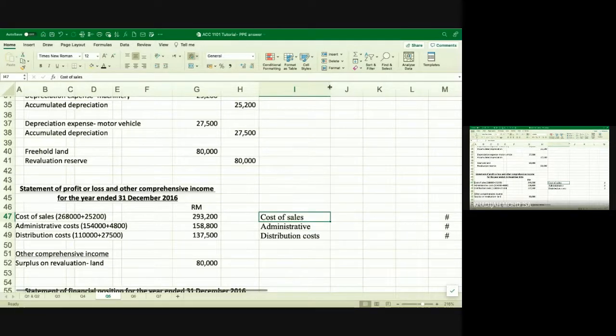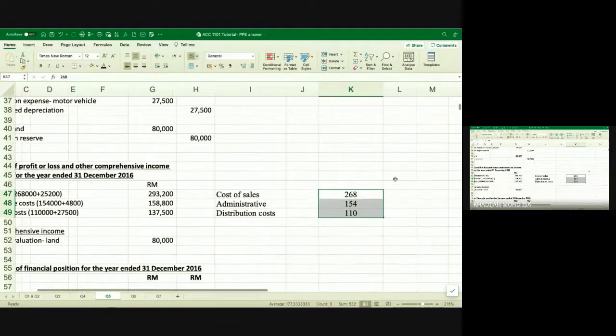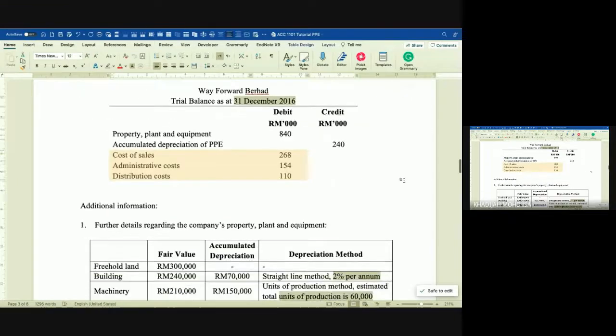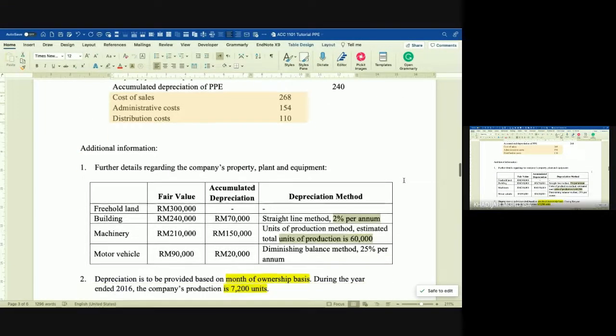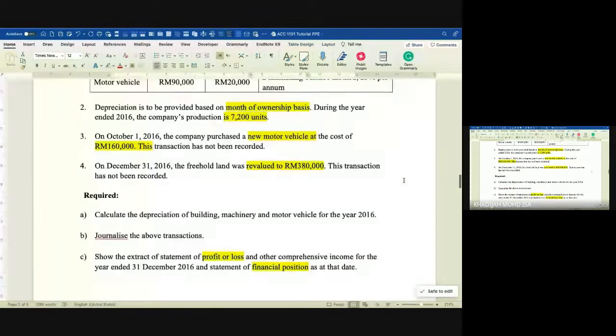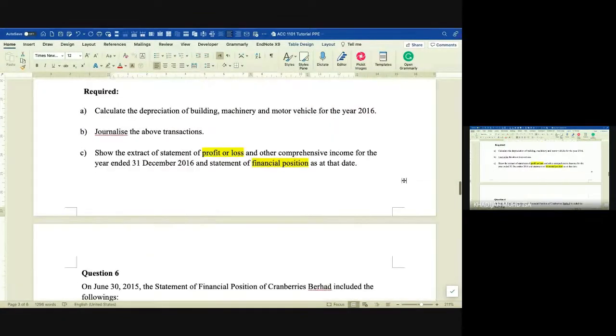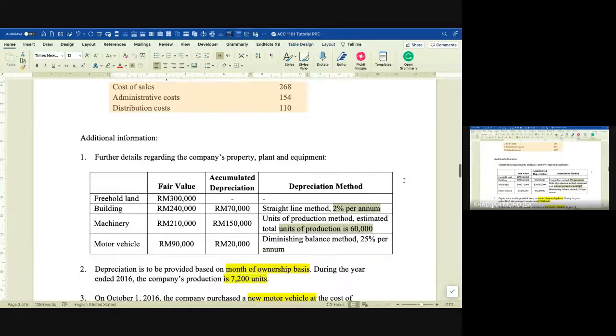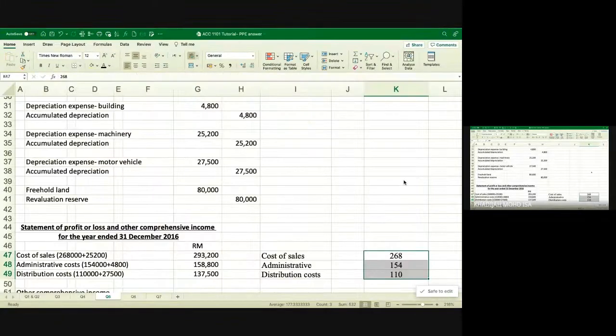Okay, cost of sales. Initially you have 268,000, all right? And I remember somewhere it says that the depreciation is to be recorded in the cost of sales. Where do I see the information? So how are you going to reflect that? Initially you have 268 and then you plus your depreciation.